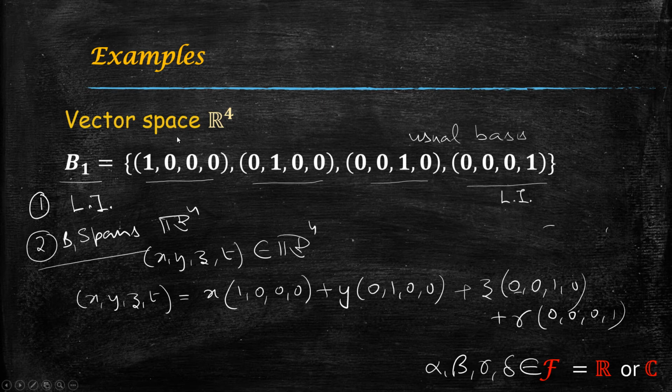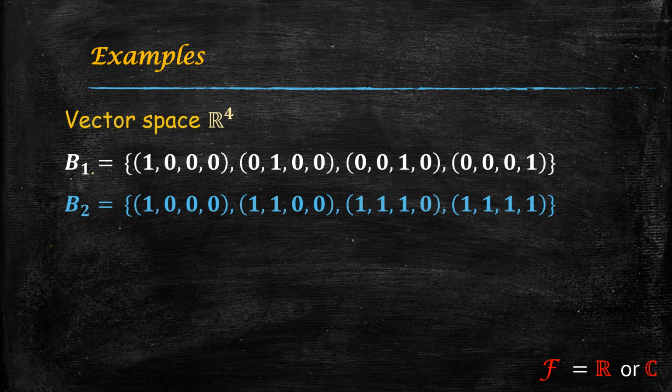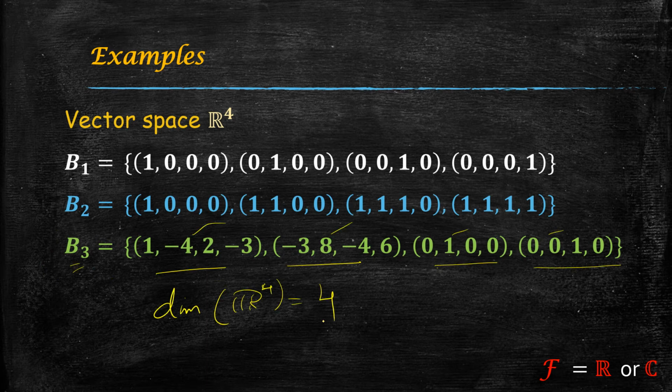Here is another basis of R4. I can prove that this B2 set is linearly independent, and also that this B2 set spans R4. So this B2 set is also a basis of vector space R4. You can find an infinite number of bases of vector space R4, but all the bases contain only 4 vectors, and the dimension of vector space R4 here is 4. Let us move to another example.